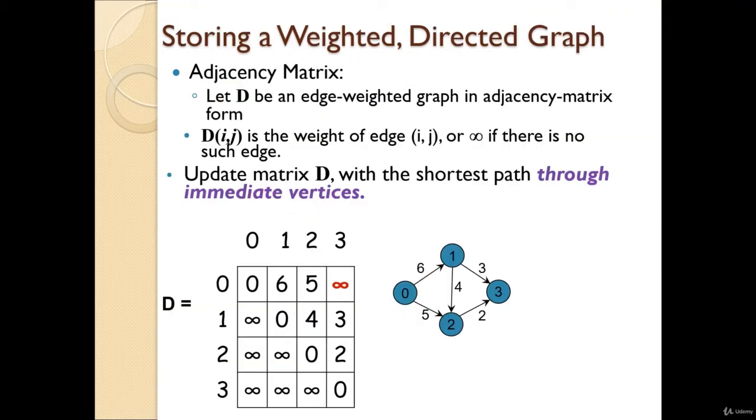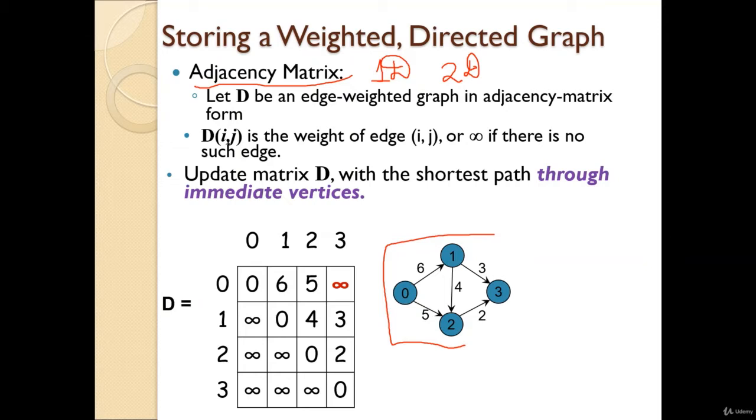Now first we will see how to store a weighted and directed graph. For that we use the adjacency matrix again. So what do we do in an adjacency matrix? We store the vertices in a 1D array and we represent the edges in a 2D array, right? So two arrays are required over there. So let's consider this directed graph and represent the edges between them.